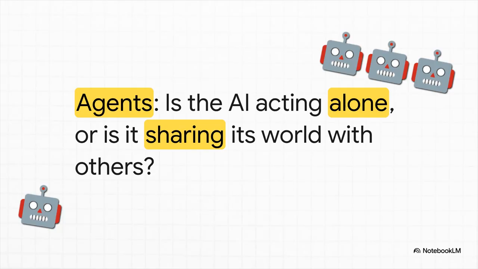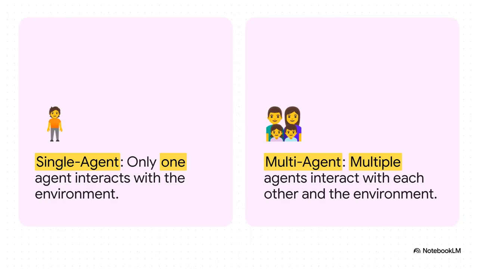A lot of that missing information, that lack of observability, it often comes down to our next dimension, agents. The question here is, is our AI acting alone? Or is it sharing its world with others? A single agent environment is pretty straightforward. The AI is the only one in there making moves. But a multi-agent environment? That's where things get really complicated fast. Now the AI has to deal with what other agents are doing. And those other agents could be competitors trying to win, or maybe even collaborators trying to help.